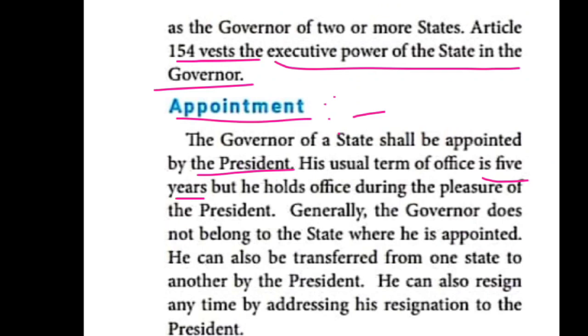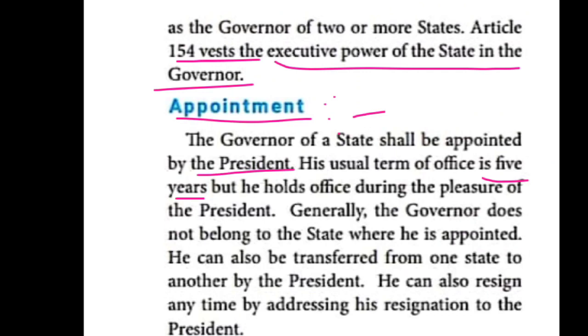The governor holds office during the pleasure of the president. If the president is willing, the particular governor can continue for more than 5 years also. Next term also, the next one term in the sense of 5 years, he can continue as a governor of the particular state if the president is willing. So that's a thing.